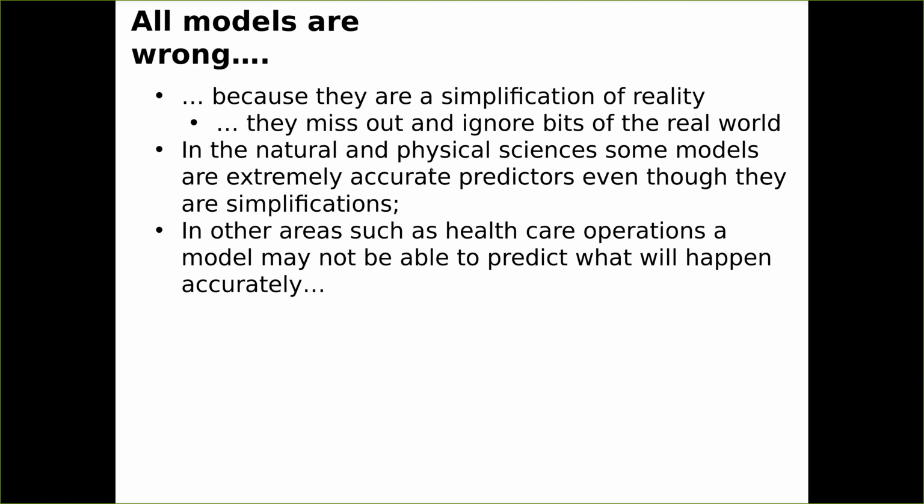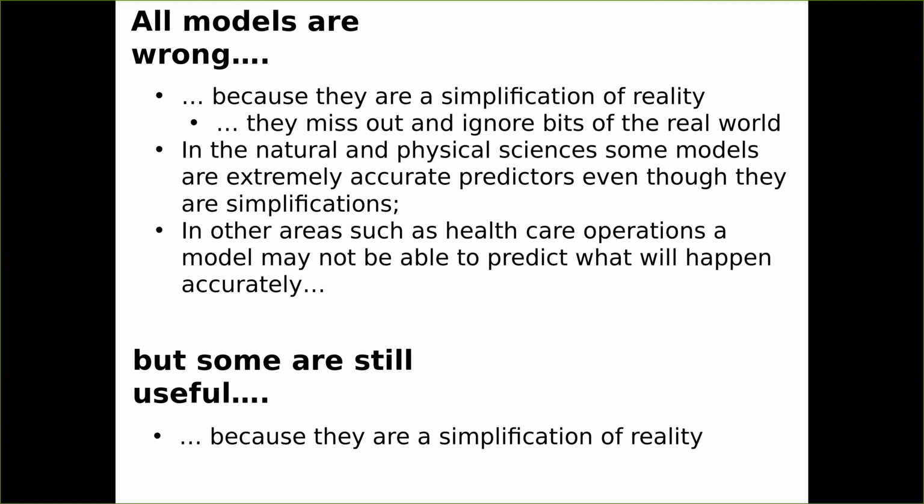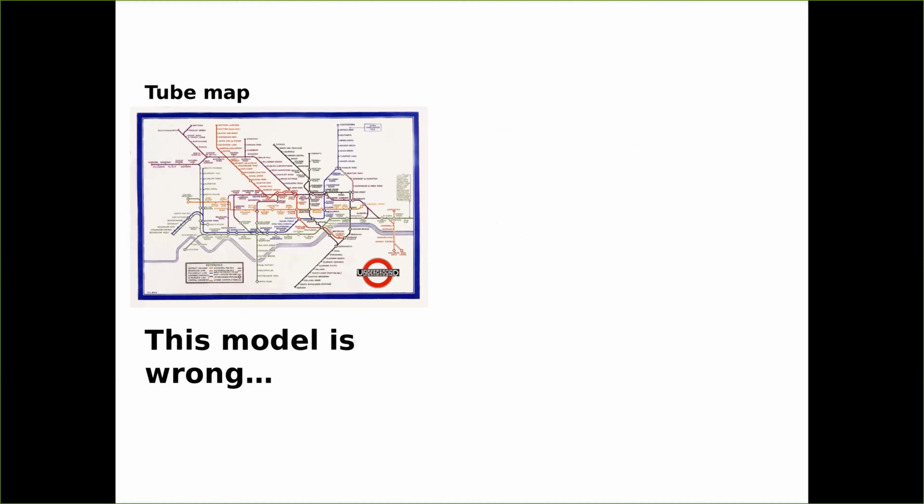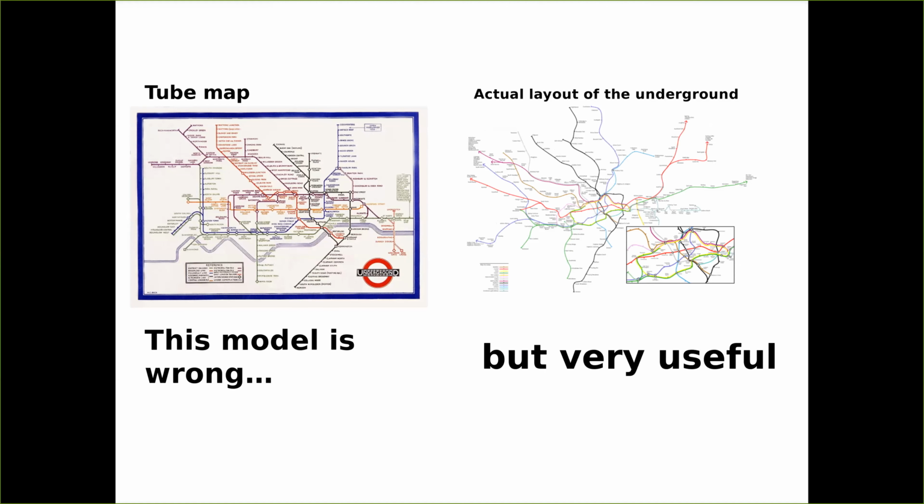In other areas, such as healthcare operations, a model may not be able to predict exactly what's going to happen, but that doesn't mean it's not still useful. And they're useful precisely because they are simplifications of reality. So here's an example of a model. This is a map of the underground tube map. Now that is a model, and that model is wrong, because that is not the geographic layout of the actual underground. But it's useful because if we were to model it as the actual geographic layout, it's very complicated.